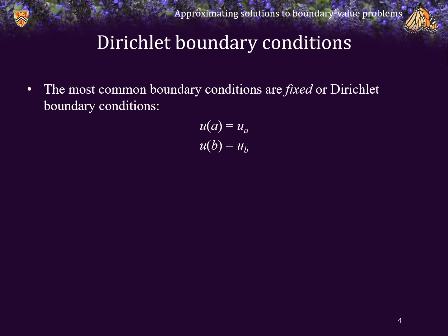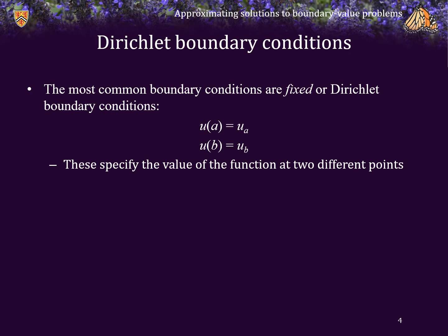Now, the most common boundary conditions are fixed or Dirichlet boundary conditions. And so this says that the solution u at a is some specified value u sub a. Similarly, the boundary condition at the other end at b will be some specified value u sub b. Generally, we tend to think of a being less than b. So here we are specifying the value of the solution at two different points.